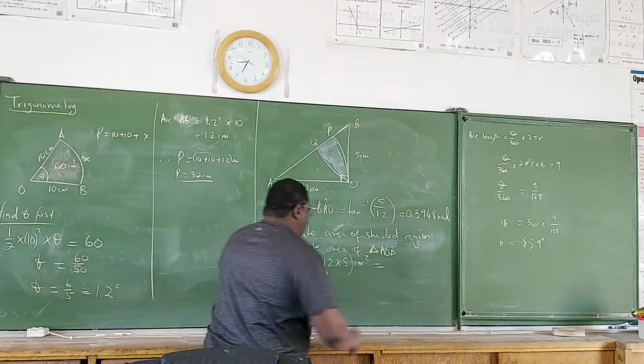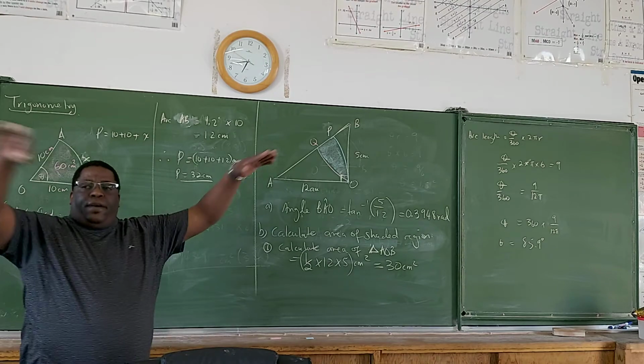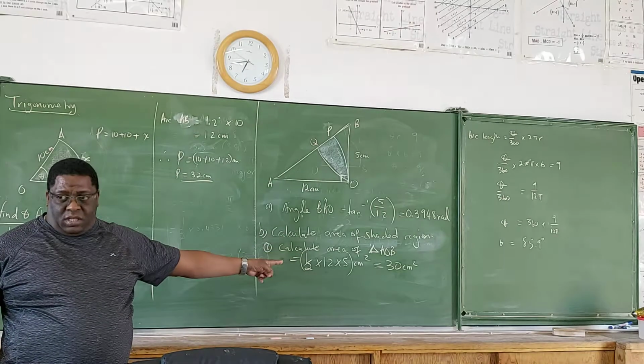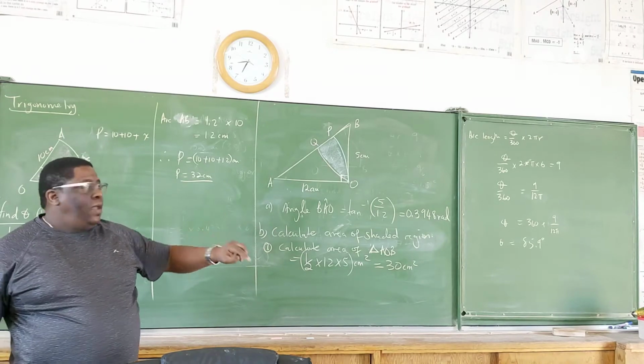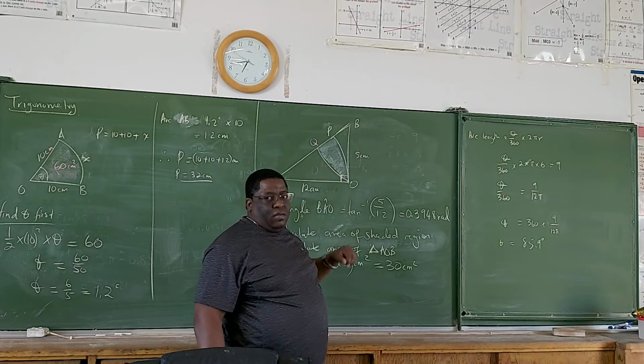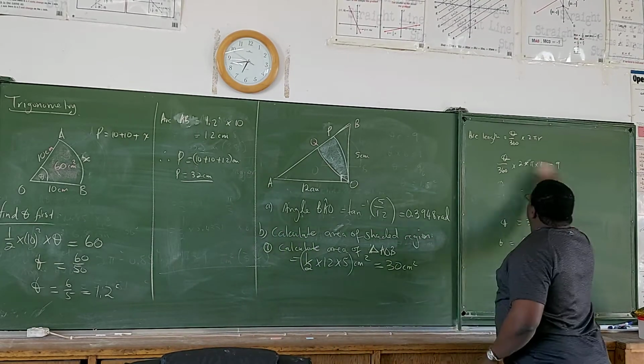Half of 12 is 6. 6 times 5, 30 centimeters squared. So this gives me the area of the whole triangle. So from this 30, I'm going to subtract the area of this sector here and the area of the other sector here. So I'm going to find the two others.